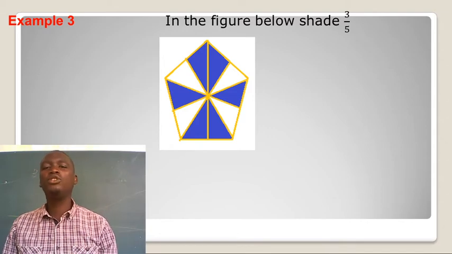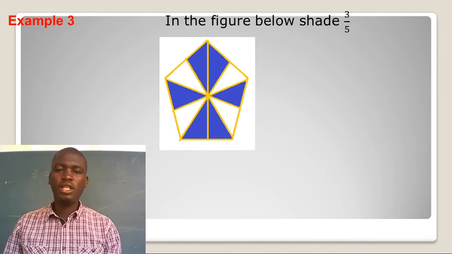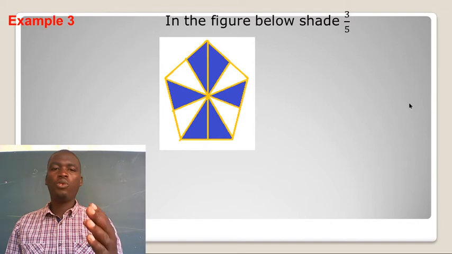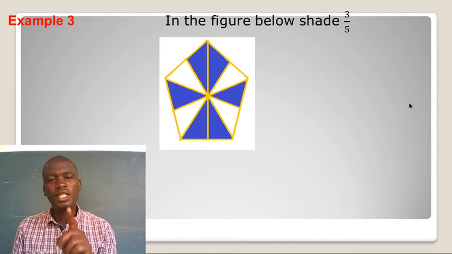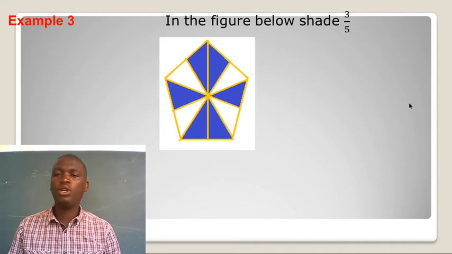But they are telling you to shade 3 out of 5. Don't mind the parts which are shaded. We shall first do our calculation. For me, I did my shading already so that you are able to pick it. So we have counted and uncovered. In total, we have 10 parts. But out of the 10, I have to shade 3 out of 5. So what do we do there?